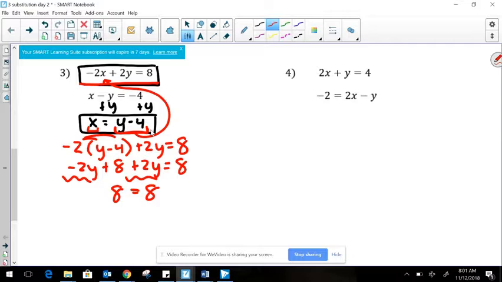There's no variable. Earlier in problem 2, we still had a y. In this case, it's just 8 equals 8. That is always true. That's a true statement. Those numbers are the same. So now is when you would write infinitely many solutions.